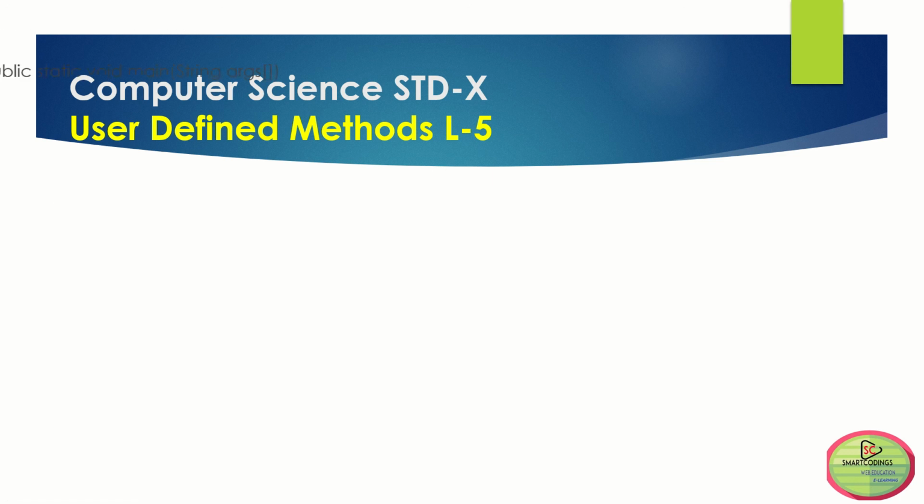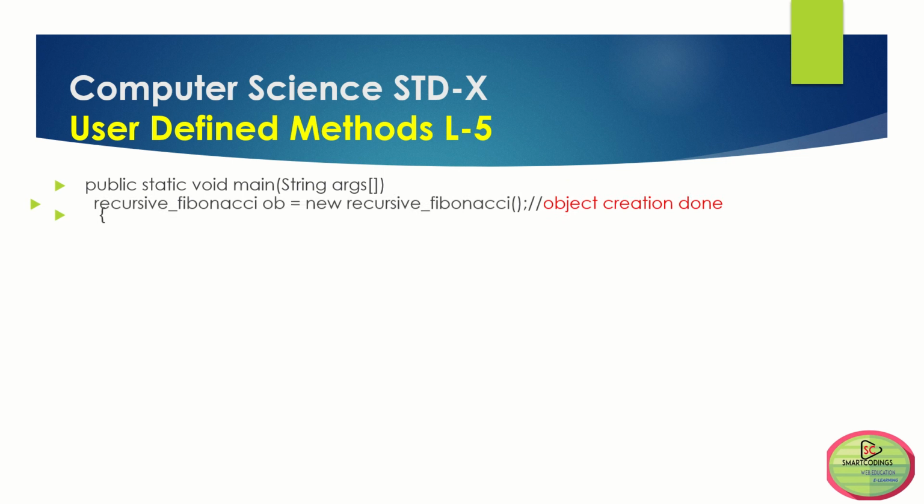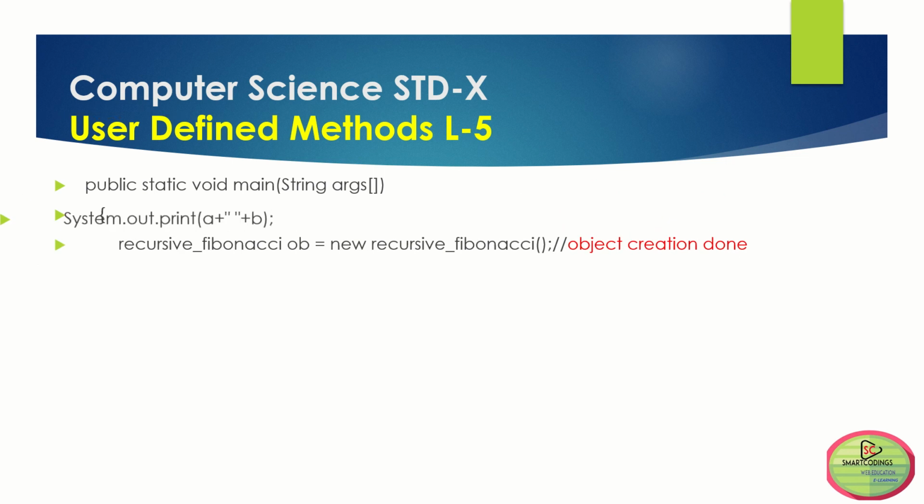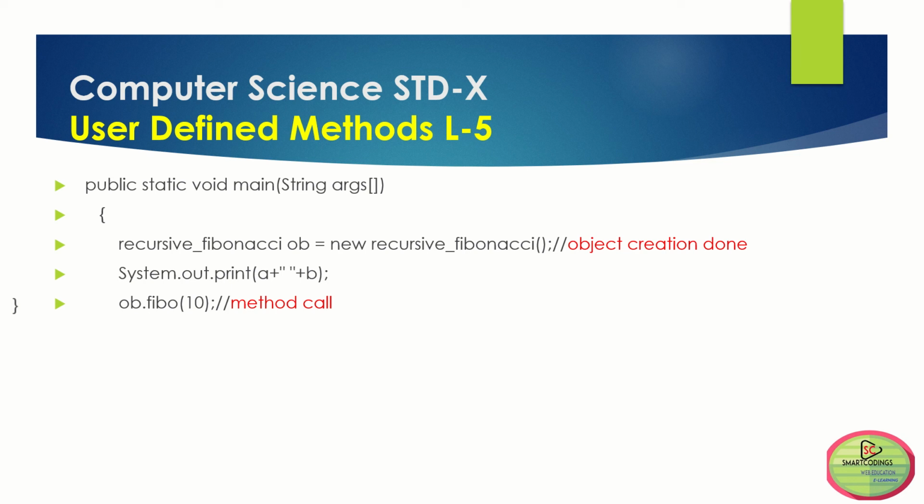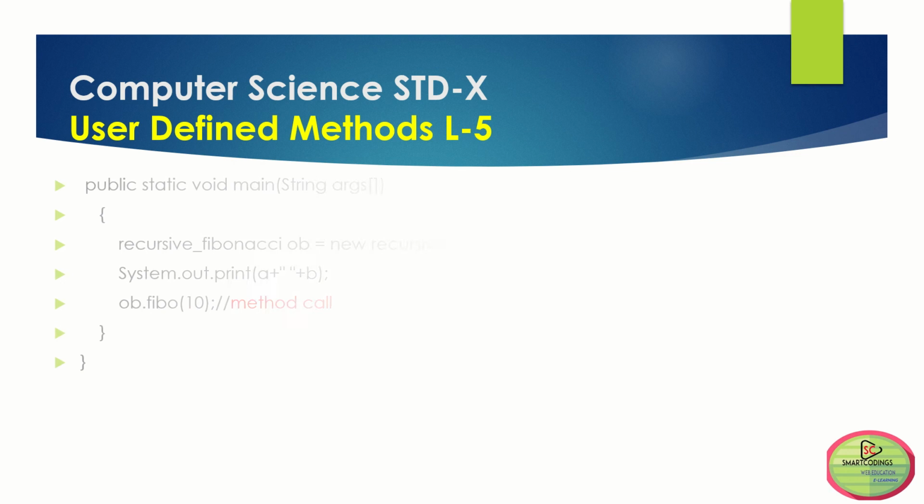Now from the main method, what we are doing basically is creating an object first, as you all know. First you're printing the values of a and b. Then I'm calling this fibo function. Suppose I want to print till the 10th term, so ob.fibo, I'm passing 10. The copy of this 10 will be passed to the formal parameter, that is i, declared in the class. Right. So this is the Fibonacci series. I hope this is clear, students.